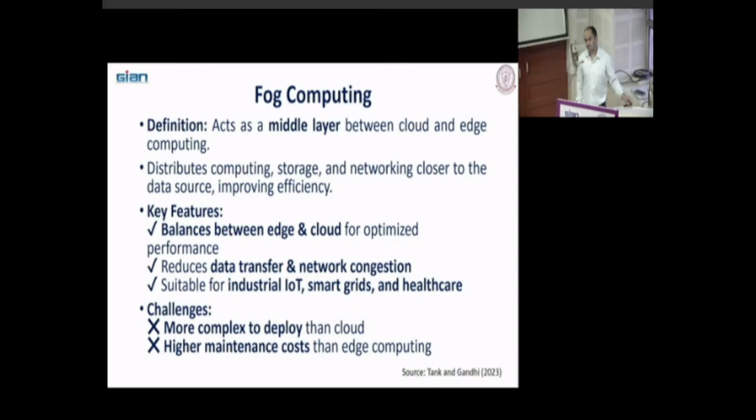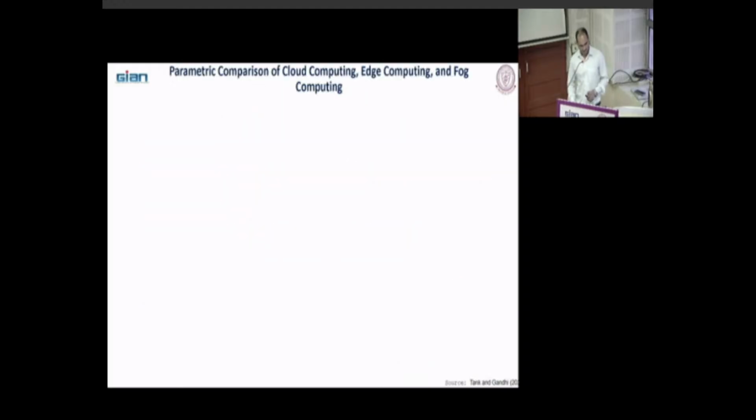Challenges: more complex to deploy than cloud. Cloud is easier to deploy, but fog computing is more complex. Higher maintenance cost than edge computing. With edge computing, you have a decentralized nature and you can manage at the local level, but here the maintenance cost is higher compared with edge computing.